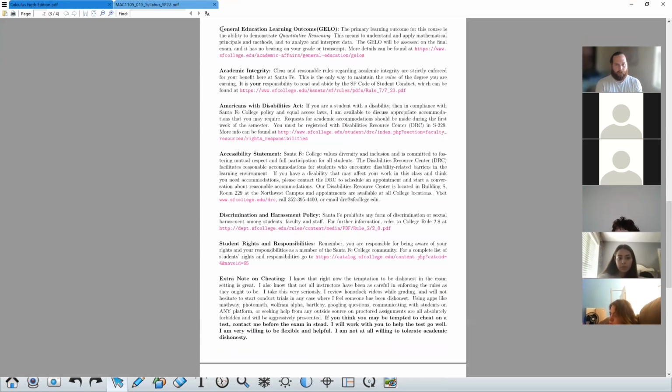The next page here is all kind of boilerplate syllabus stuff. The GELO, General Education Learning Outcome, is a statistic that the state and college need us to track to see how well I am doing as a professor. This has no bearing on your grade, and there will just be a few questions on the final. If you get those questions right, or you get a certain score on those questions, you'll get the GELO credit. If not, you won't. It doesn't, again, have any bearing on your grade or show up on your transcript at all.